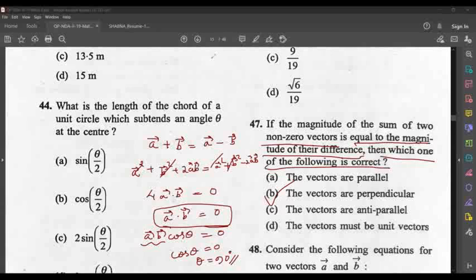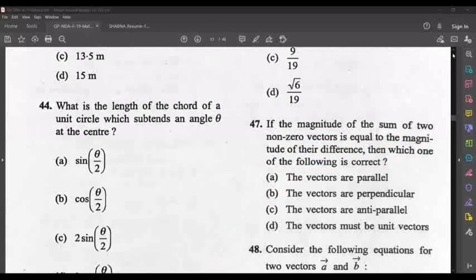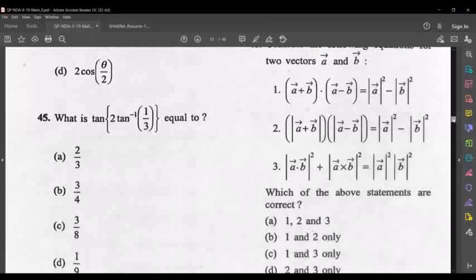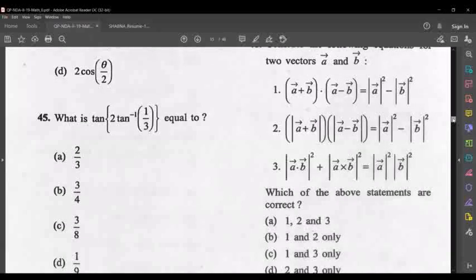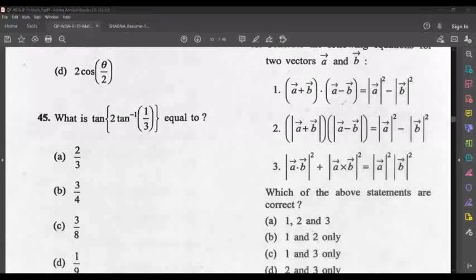Yes, let's go to the next question. Consider the following equations for two vectors A and B. Which of the following statements are correct? Please try, everyone. They have given three equations. You have to identify which of these equations are correct. Very easy. Just check each and every equation.